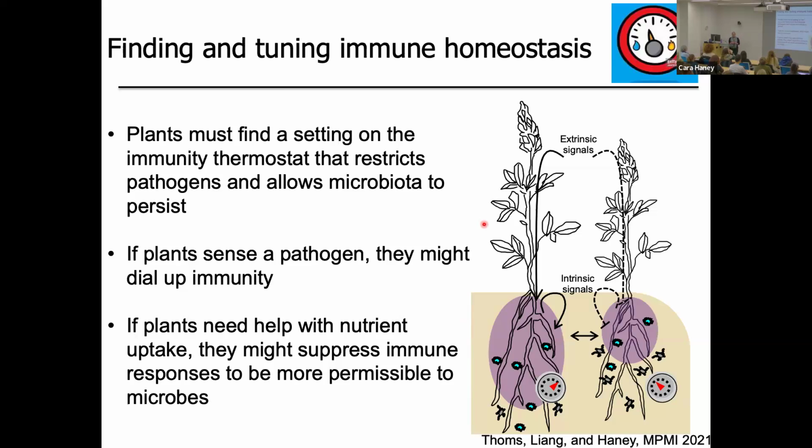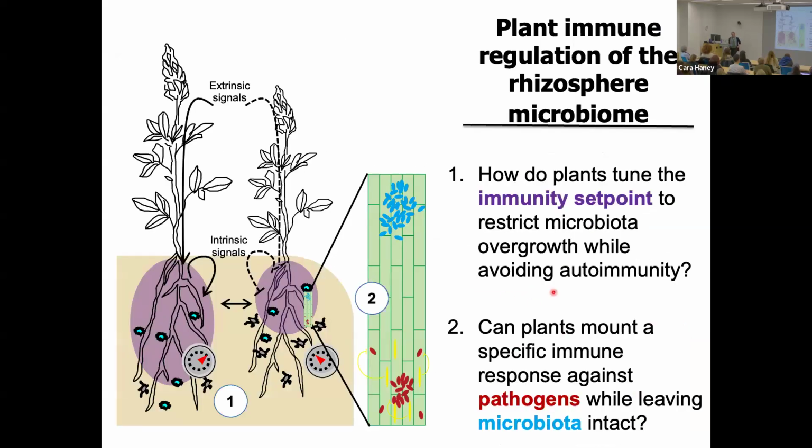And so thinking about how plants fine-tune this immunity thermostat to allow them to restrict microbiota, but allow the beneficial microbes to persist. And this might be something that is dynamic. So over a plant or an individual's life, if they're challenged with a pathogen, maybe they want to turn this up a little bit at the consequence of killing off too many microbiota. Maybe if there's no pathogen around and they're actively growing, they would want to be more permissive and let more microbes colonize to help with nutrient uptake. So I'm going to tell you two stories today.